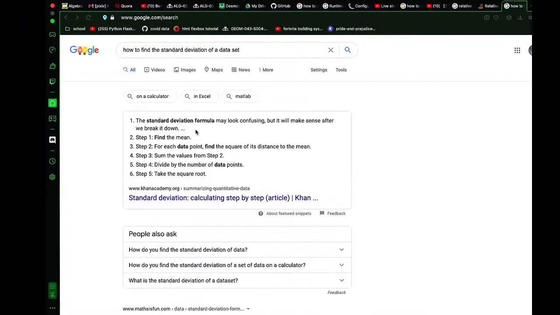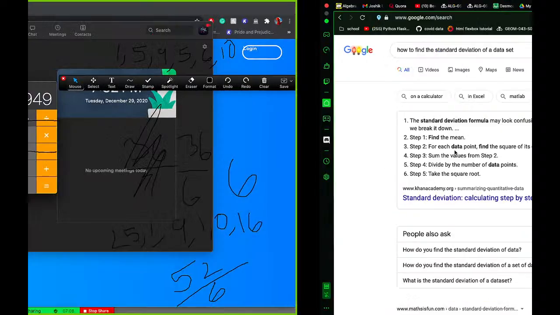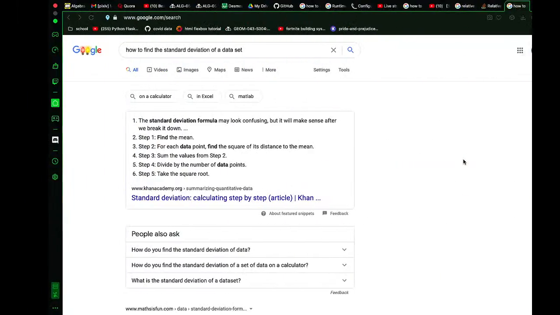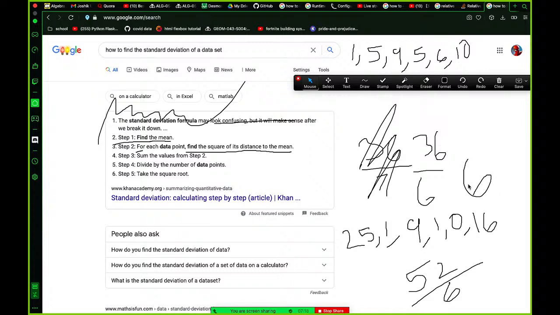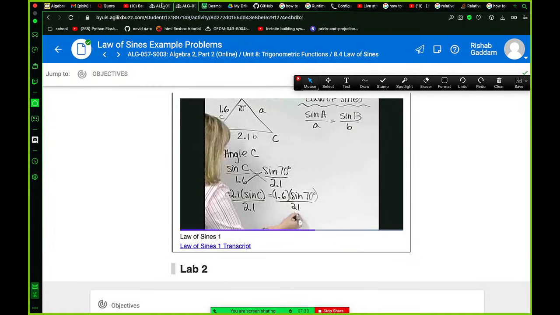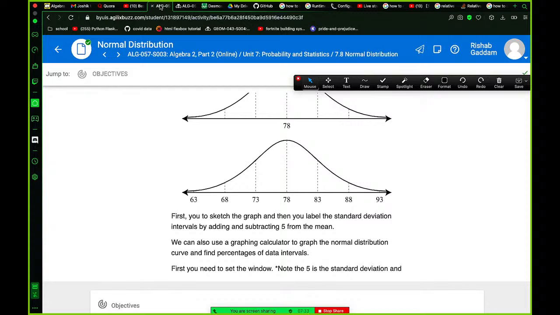It's 2.94, and if you know the mean of this, which is 6, then on average, there's a difference of 2.9 from 6. So that's the standard deviation, and that's basically how you do it. Super tedious, but it's not hard at all if you know the steps. So that's normal distribution and finding the standard deviation.